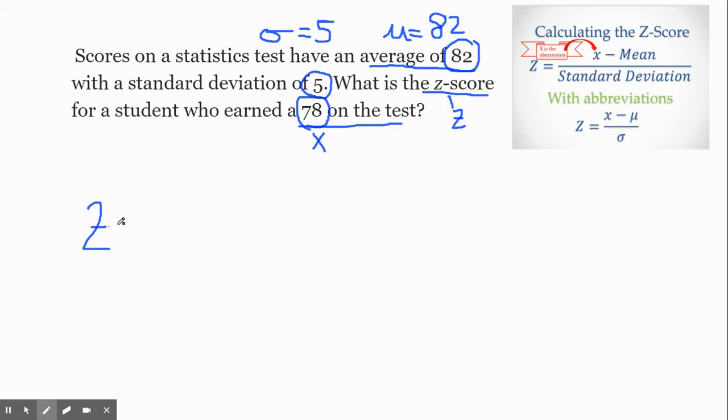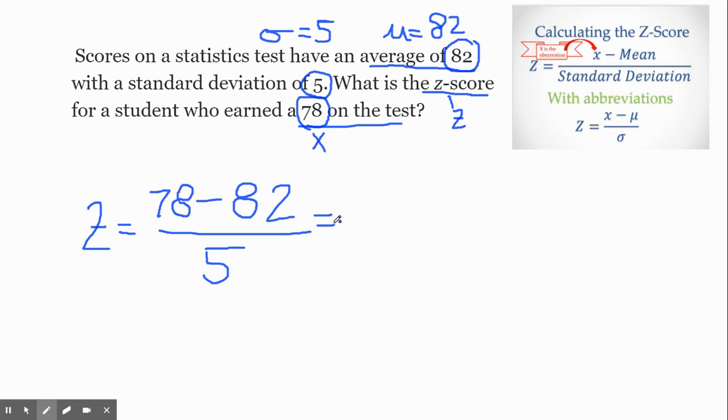So z equals x. Okay, so I need to come back to my problem. X is the observation. Well, I observe that this student earned a 78 on the test, so that's what I'm going to write first. So 78 minus mu, which is my average. Well, the average on the test was an 82. So I'm going to put that right here, 82. And then my standard deviation is 5. So I'm going to put a 5 in the denominator.